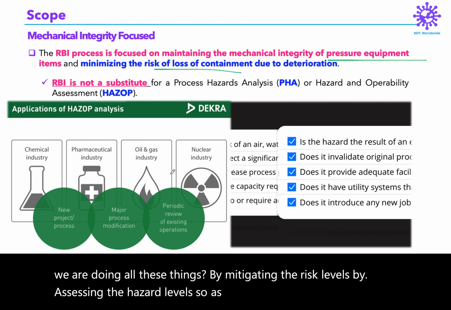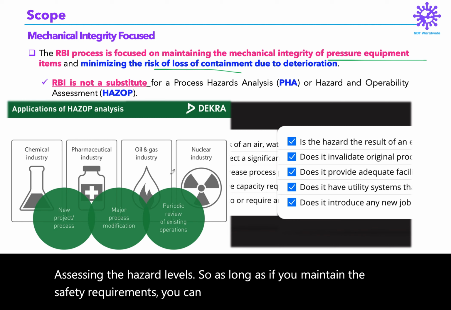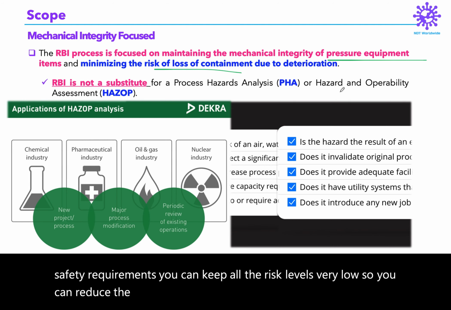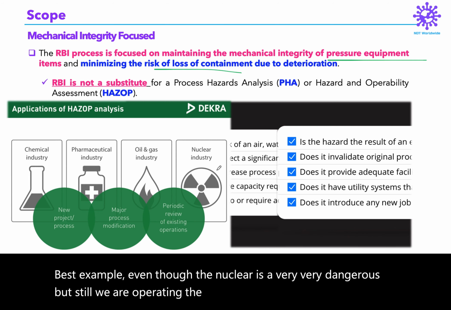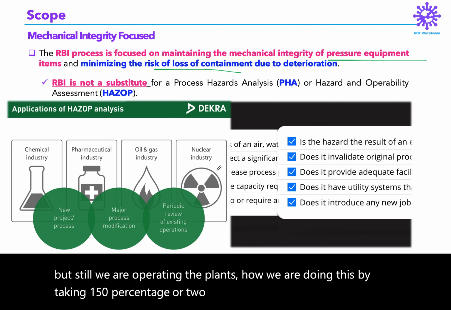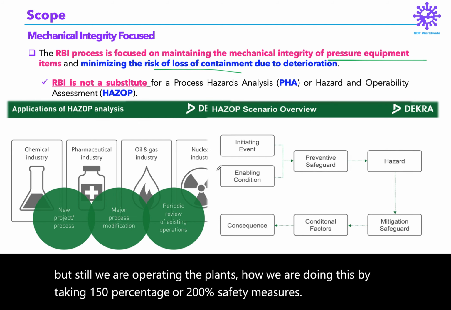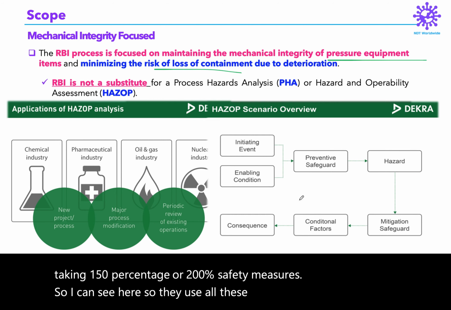So as long as you maintain the safety requirements, you can keep all the risk levels very low. So you can reduce the hazard levels to a minimum. See, nuclear plant, best example. Even though nuclear is very dangerous, still we are operating the plants. How are we doing this? By taking 150% or 200% safety measures. So you can see here, they use all these mitigation strategies and reduce all these failures.